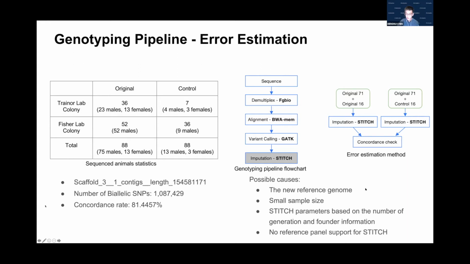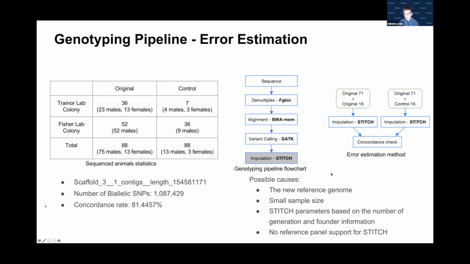And then we have a really small sample size for the imputation software, because the imputation software that we're using is a highly data-driven one. The other thing is the imputation software requires a lot of parameters, and some of the parameters were based on the number of generations and the founder information. We don't actually have a very accurate and correct one for this data set. And the other thing is we don't have a reference panel for the imputation. It's a reference panel free imputation software.